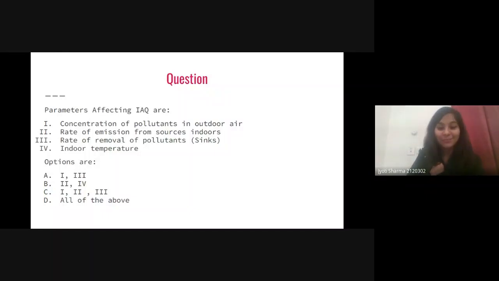Then that should be D. Then rate of emission from source indoor. We already talked about rate of removal of pollutants. So how much your building is capable of removing the pollutant, and then the indoor temperature.